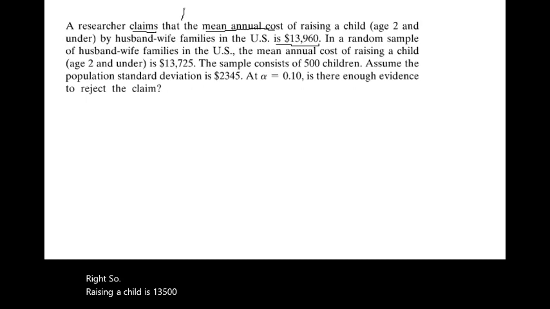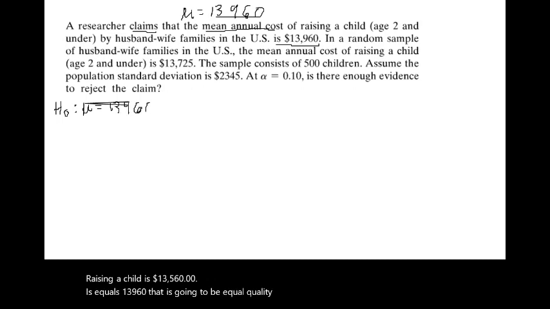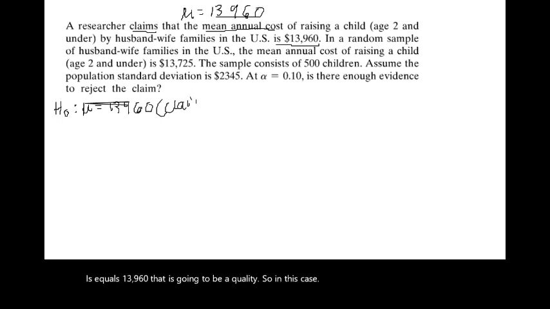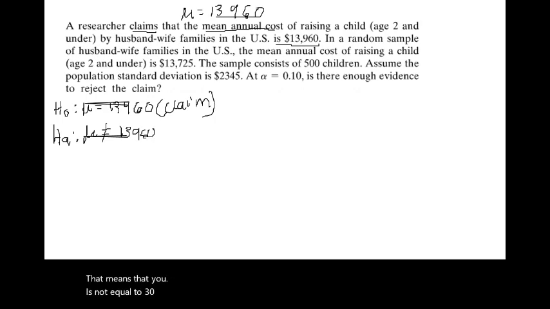So the mean cost equals 13,960. That is going to be H naught because it involves an equal sign. It involves equality. H naught always involves equality. So in this case, your claim is H naught. That means that your alternate hypothesis, the opposite of equals, is not equal. So the alternate hypothesis, mu, is not equal to 13,960. Since the alternate hypothesis contains a not equal to symbol, this is a two-tailed test.